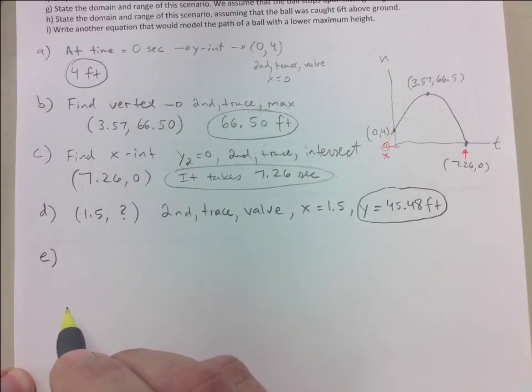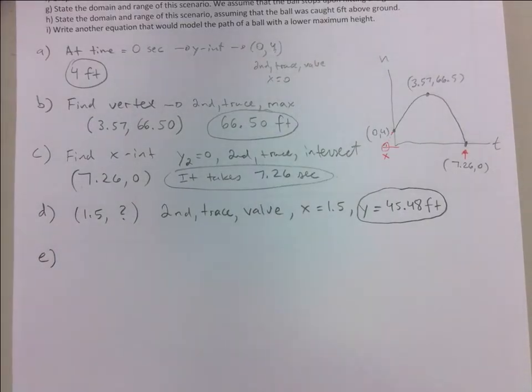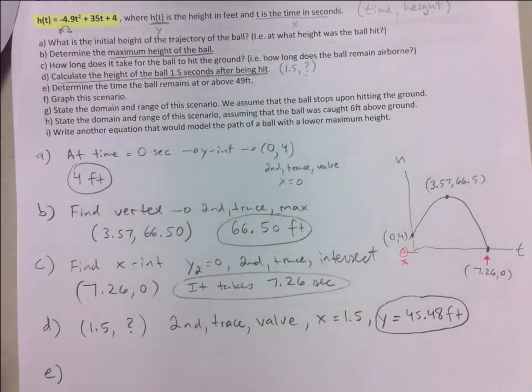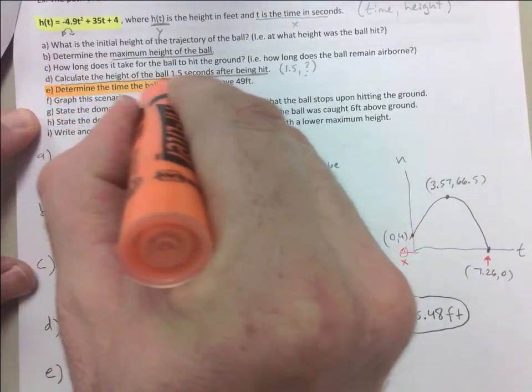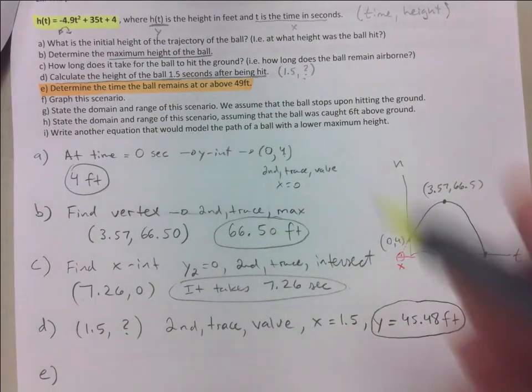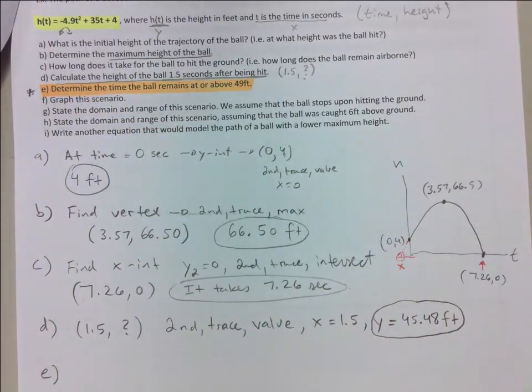Determine the time the ball remains at or above 49. I'm going to actually go to the question. I need you to understand that one. This one is tricky, so I'm going to highlight this with a color. I want this to stand out. And I might actually take you to the study sheet that I've created and add this part. Maybe not today, but we'll do it in the days to come. So I'll put a little star here. This one is different.